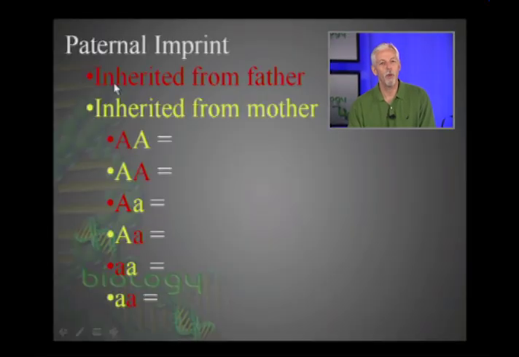So let's go ahead and look then at the genotypes and the phenotypes that would result from that. If you haven't noticed, what I'm doing with the red is indicating the inactive chromosome or inactive allele. In this case, if it's a paternal imprint, that would be coming from dad.